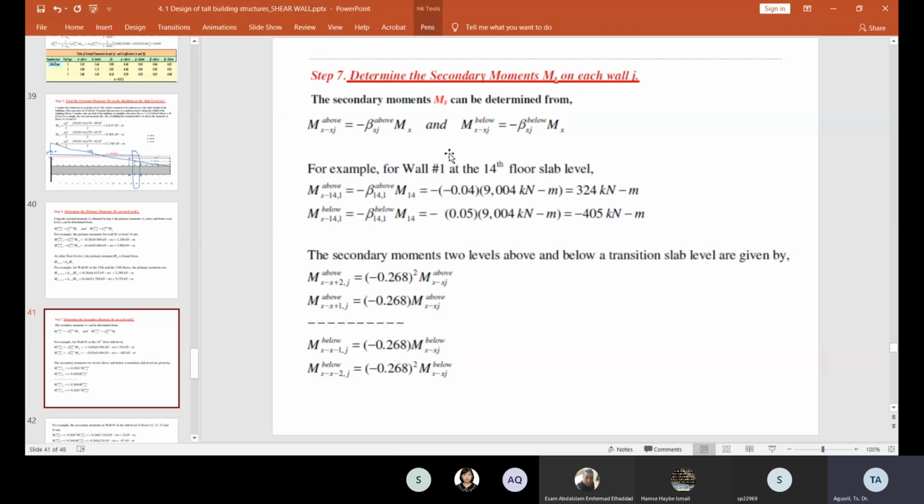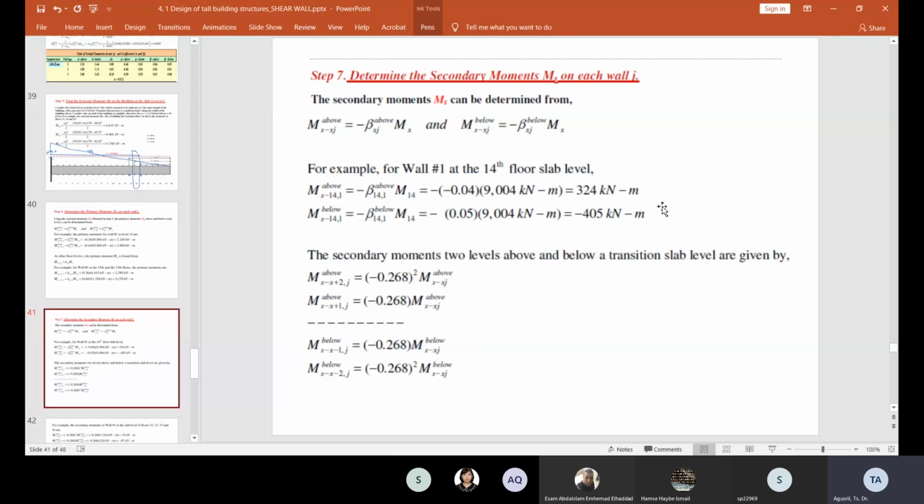So how to get MS by using the beta? Okay, MS above equals beta times X, where X is the external moment applied to a certain level of the building. So for example, for wall number 1 at level 14, we have the beta is negative 0.04. Multiplied by the moment at level 14, we have 324 kilonewton meter. And then at the below one, 0.05, we have negative 405 kilonewton meter. So this is the secondary moment at level 14.